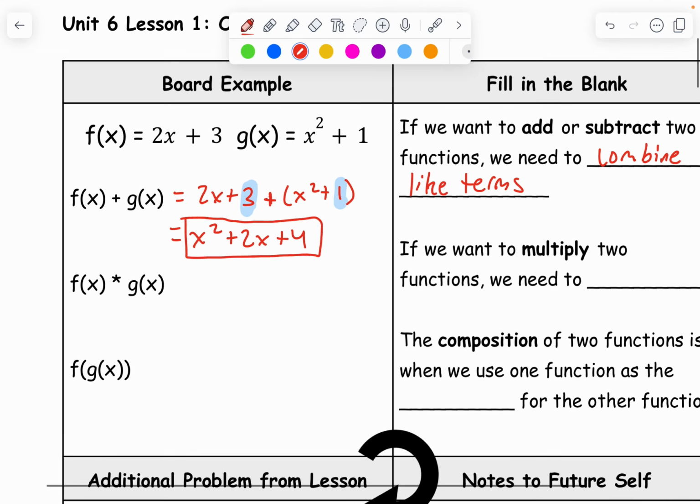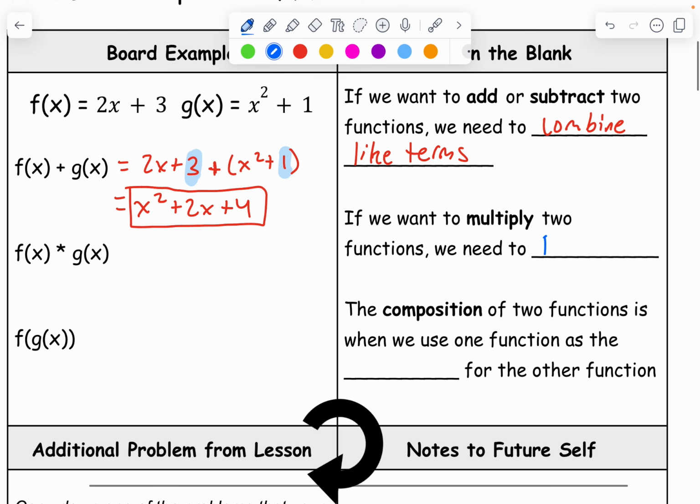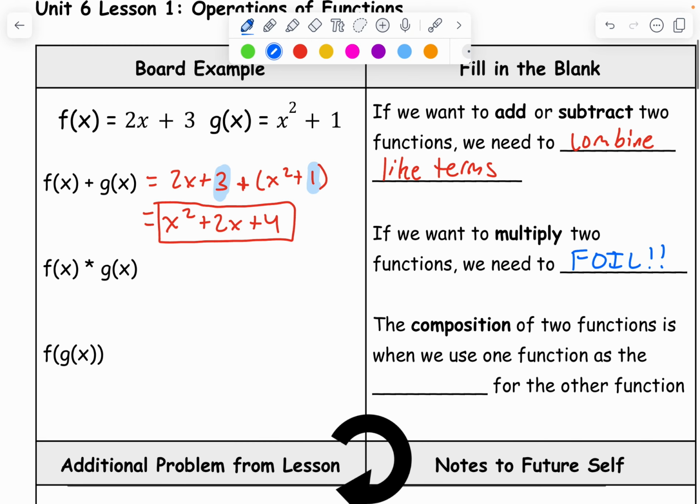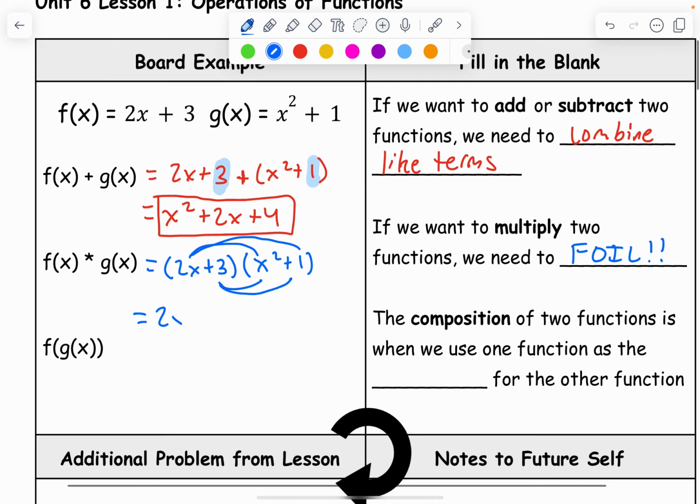Multiplying is also pretty straightforward, right? To multiply, you need to FOIL or distribute. So we are going to take 2x plus 3 and multiply it by x squared plus 1. We're going to do 2x times x squared, 2x times 1, 3 times x squared, and 3 times 1. And then boom, we'll have all our 4 terms. So 2x times x squared is 2x cubed. 2x times 1 is 2x. 3 times x squared is 3x squared. And 3 times 1 is 3.